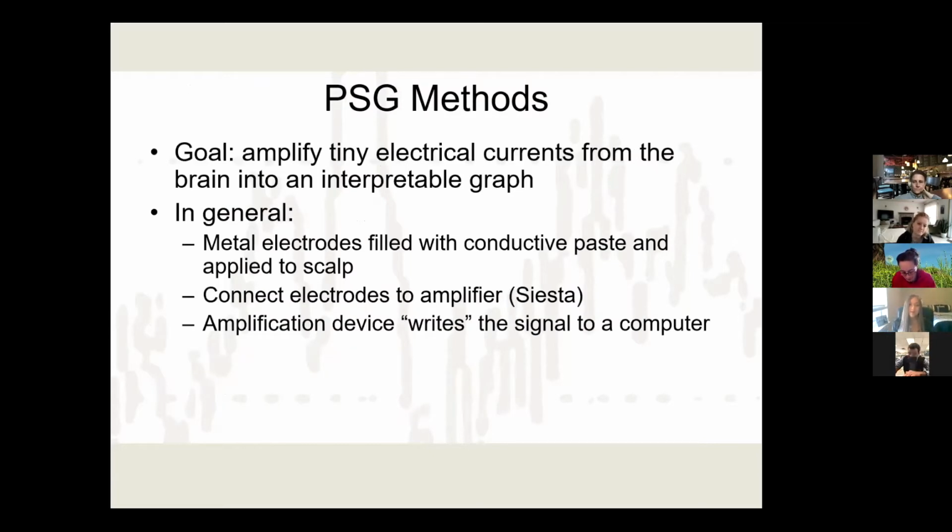So PSG methods, really our goal is to amplify tiny electrical currents, whether it's from the brain, the heart, your eye movements, into an interpretable graph. So we'll fill electrodes with conductive paste, and we will put them on your scalp, on your face, chin, eyes, and then we will connect all of these electrodes to an amplifier. And in our case, this amplifier is called the siesta. And then this siesta translates a signal to the computer and writes out these recordings, which is something that we can interpret, something that we can analyze. So that's the purpose of the PSG recording.